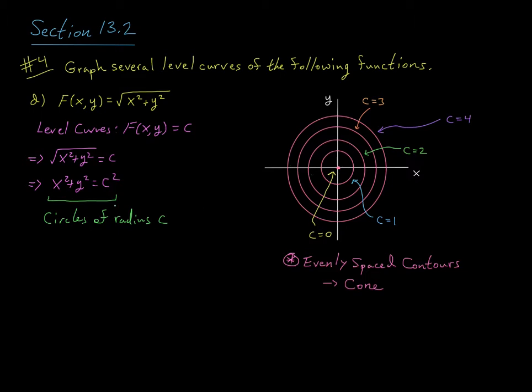If c is 0, I'm just going to get the origin. If c is 1, you get the unit circle. If c is 2, you'll get the circle of radius 2. If c is 3, a circle of radius 3, and so on and so forth. Here, notice that since the radius is c itself, as opposed to the square root of c like we saw with the paraboloid, these contours are all going to be evenly spaced. That suggests that this thing is a cone, and in fact, that is the case.